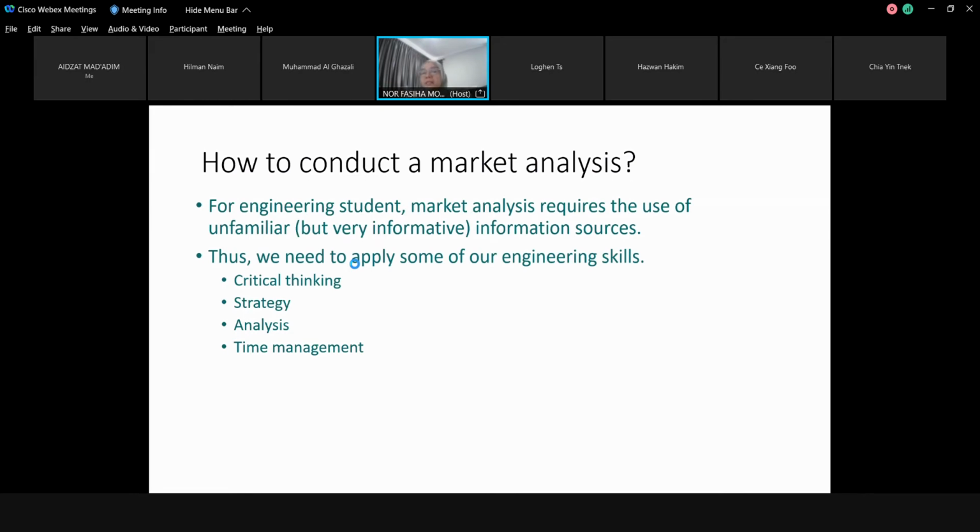For us, engineering students, market analysis requires the use of unfamiliar information sources, and we need to apply some of our engineering skills. These are the soft skills that you should also have learned during your study. For example, the critical thinking, as I mentioned just now. The strategy, how to strategize, how to do analysis, and also time management.